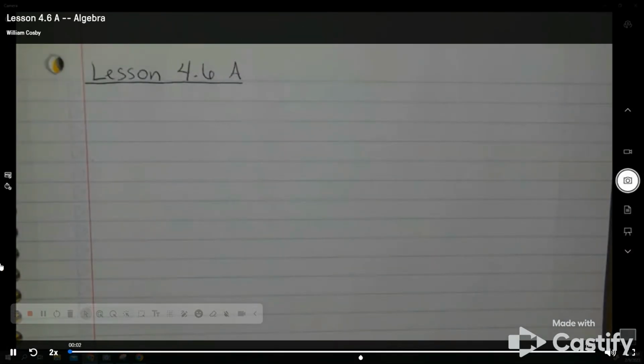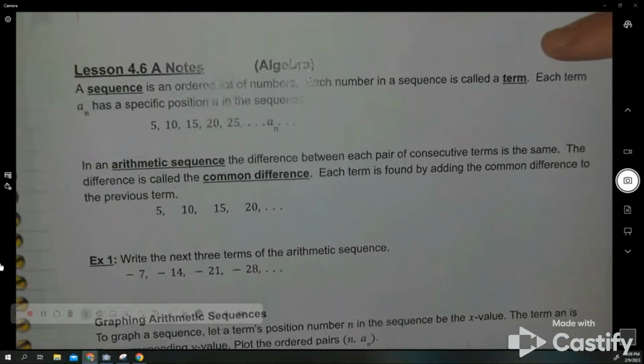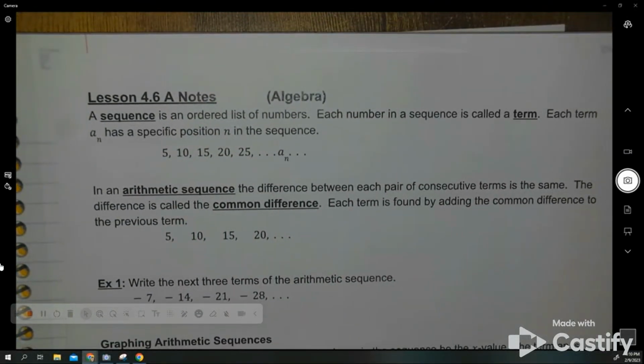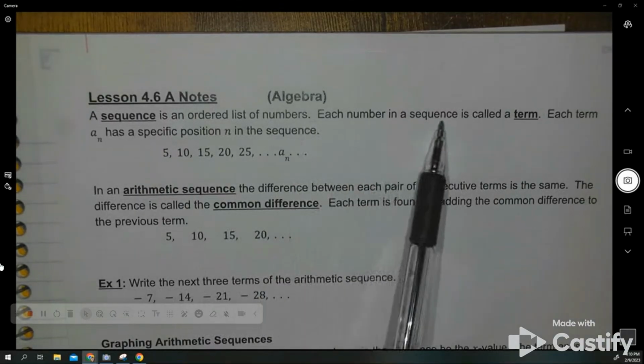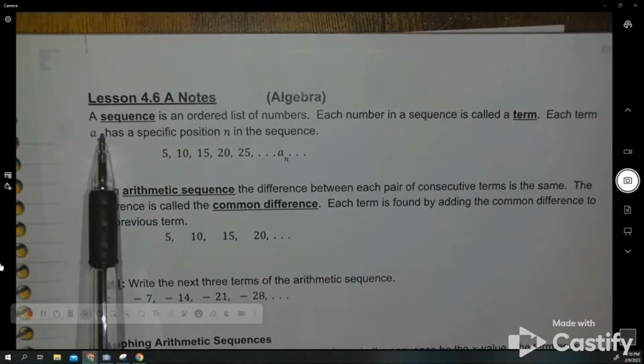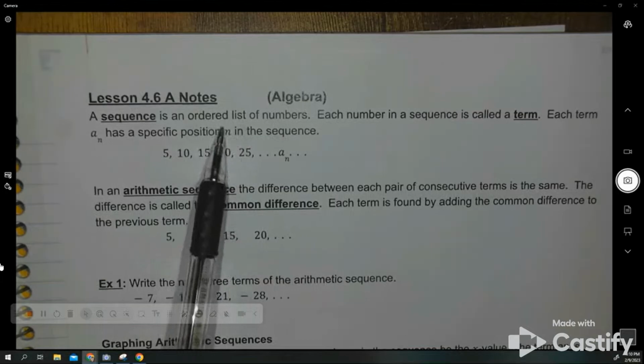This is lesson 4.6a. In this lesson, we're going to talk about sequences and arithmetic sequences. So if we're looking at this, a sequence, something you've probably heard of before. It's an ordered list of numbers, and each number in a sequence is called a term. Each term, we're going to label it A sub n, and it has a specific position, which is what the n stands for in the sequence.